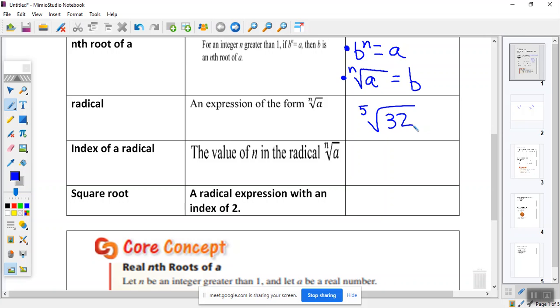Okay, index of a radical. Okay, it says the value of what, kids? In the okay, so in this expression, the 5th root of 32, what number is going to represent your index? 5. Your index is 5.